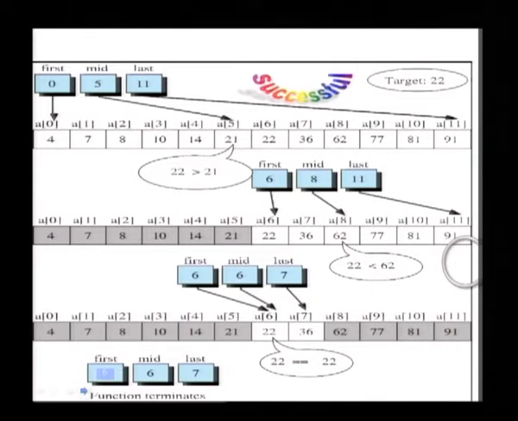First and last are extremely important, they keep track of the subarray that we want to search. The subarray that we want to search is, in this example, the unshaded part. The shaded part is the part that we do not want to search. So, let us see this run of this algorithm.